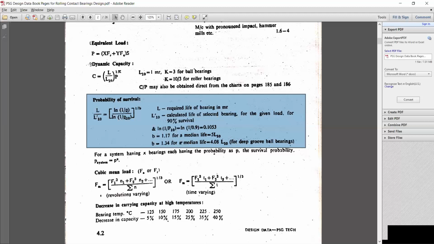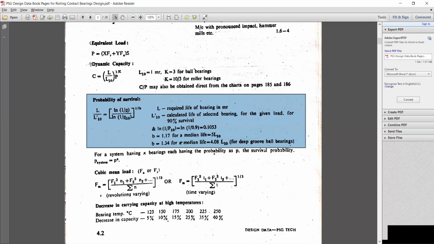Now we need to select the value of B. The value of B depends upon the type of bearing. Here we are using deep groove ball bearing. For deep groove ball bearing, the value of B is given, that is 1.34.